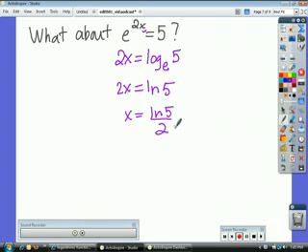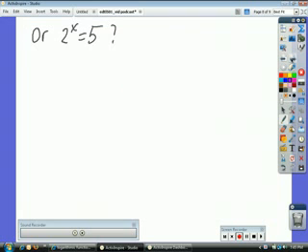Okay, so now, what about this function, 2 to the x equals 5? We can do it the same way. We can write this as x equals the log base 2 of 5, which is an exact answer. That's as simple as it can get.